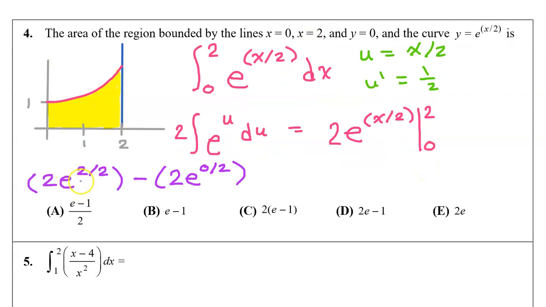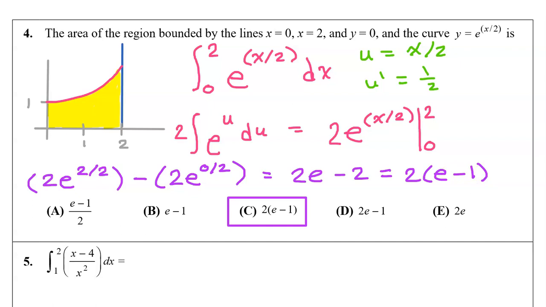So here's the value at 2 minus the value at 0. Of course, 2 divided by 2 is 1, so this is just going to be 2e. E to the 0 power is 1, so this will just be minus 2. I am glancing at the answer choices. I don't see this immediately, but I notice that one of the answer choices will be what we would get if we factor out the 2. So if I take that 2 outside of parentheses, we get 2 times e minus 1. So the correct answer is C.